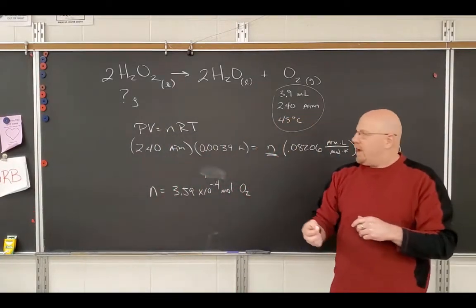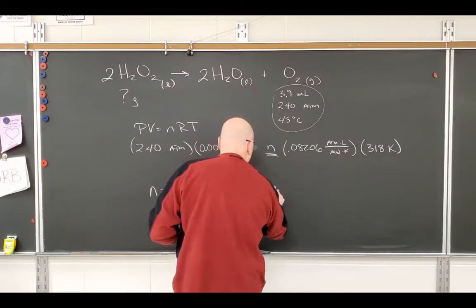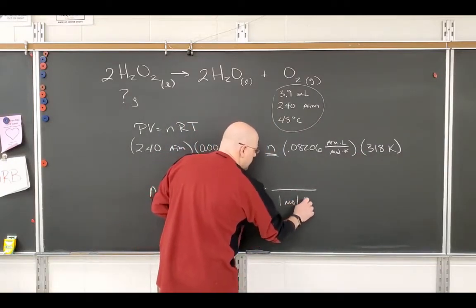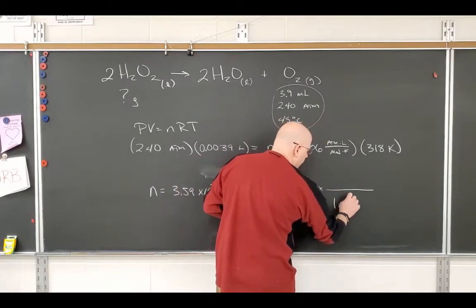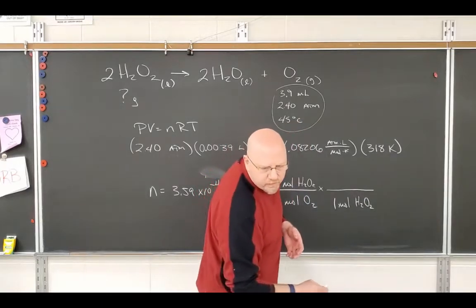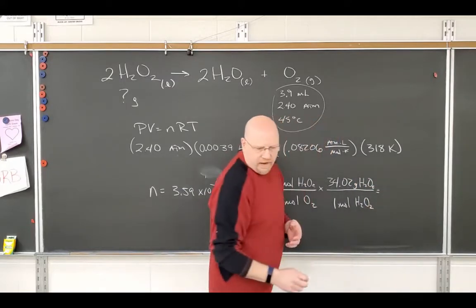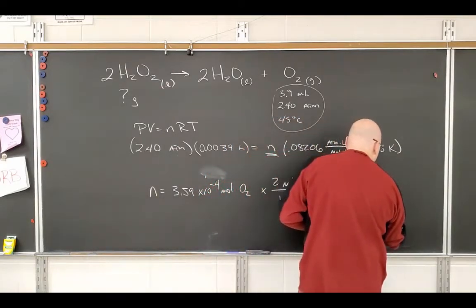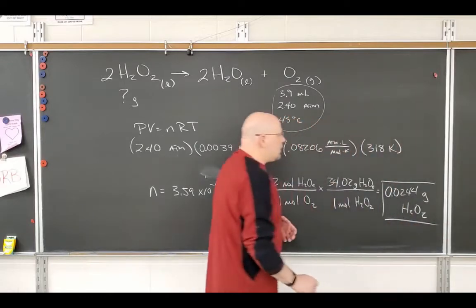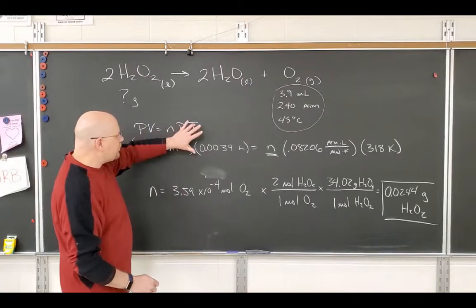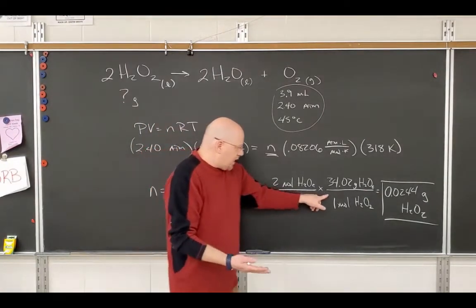So now that we have the unit of moles, we can do our stoichiometry the way we learned it for a semester. We're going to do our mole-to-mole conversion. 1 mole of oxygen, 2 moles of hydrogen peroxide. And since we're going to grams, 1 mole of hydrogen peroxide is going to give us 34.02 grams of hydrogen peroxide, and you get an answer of 0.0244. Again, the only thing that's different is that we started off with a gas. That means we had to do the ideal gas law first. Then we did our mole-to-mole conversion. Normal, went to grams, ended with our mass.